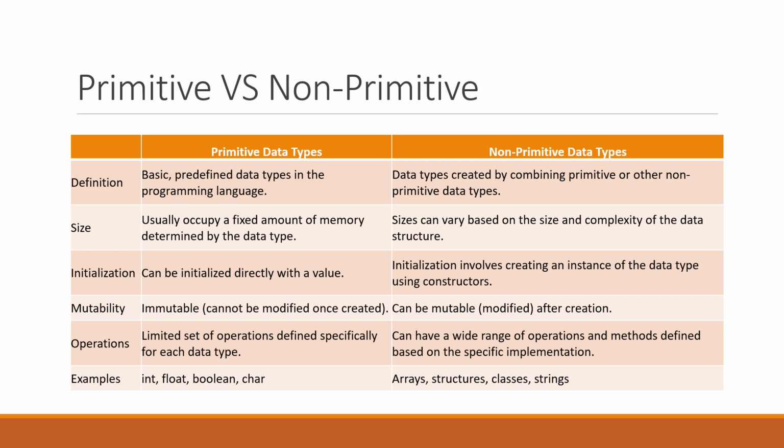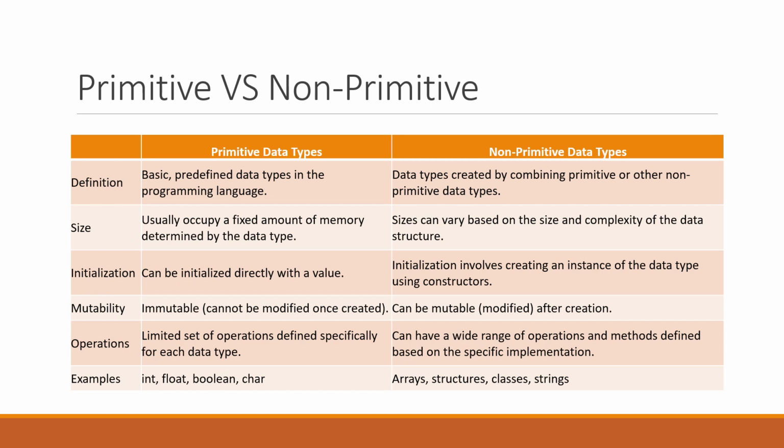And if we talk about non-primitive data types, they are created by combining primitive or other non-primitive data types. Sizes can vary based on the size and complexity of the data structure. Initialization involves creating an instance of the data type using a constructor, and these are mutable and can be modified after creation. And you can add a wide range of operations or methods in the specific implementations. Some examples of non-primitive data types are arrays, structures, classes, and strings.